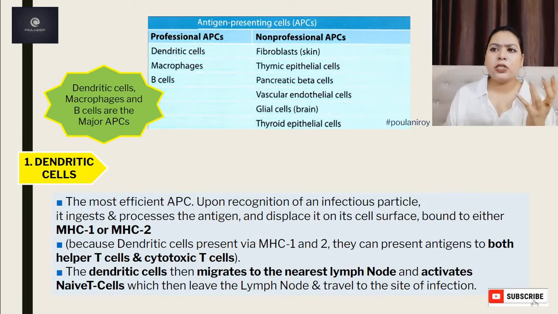Now see the professional and non-professional APCs. Under professional APCs come your dendritic cells, macrophages and B cells. All of them work to activate the T cells. Next are your non-professional APCs.